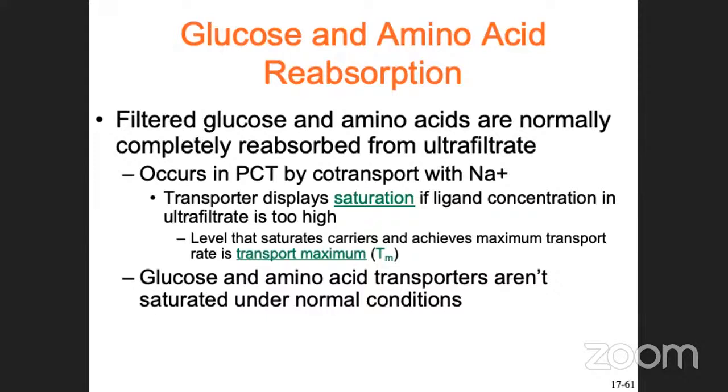In some books, they also refer to this as the maximum amount of a substance that can be reabsorbed based on the number of transport proteins available. This is also true. And glucose and amino acid transporters are not saturated under normal conditions.